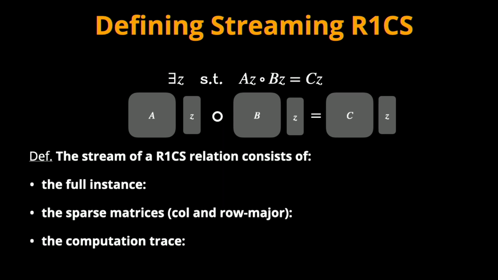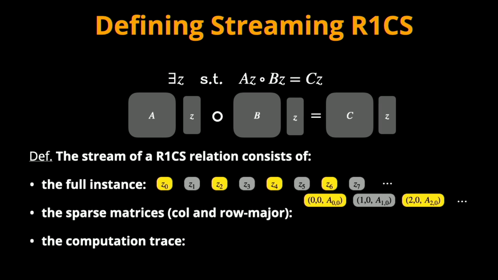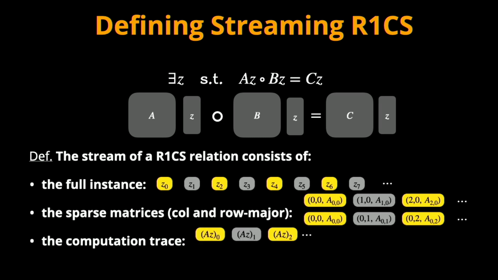But the problem now is, how do you express this in a streaming fashion? What does it mean to stream an R1CS relation? We define it. Streaming an R1CS relation for us means streaming Z, so giving each element of Z one by one. Now, we also have to stream the matrices, but now we have two dimensions. And we say that the prover can access them either in column major or in row major, the sparse representation. And we also demand the computation trace, so the matrix vector products AZ, BZ, and CZ, which are vectors, so we stream them in the same way as we stream Z.